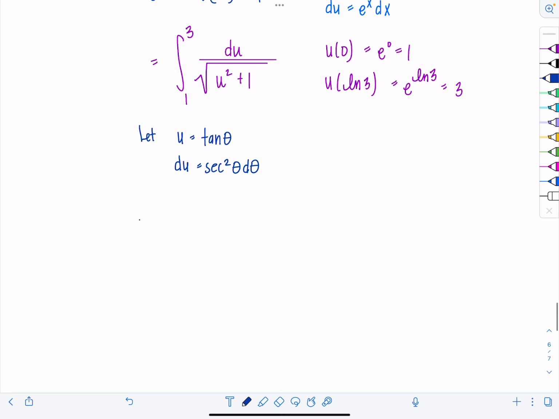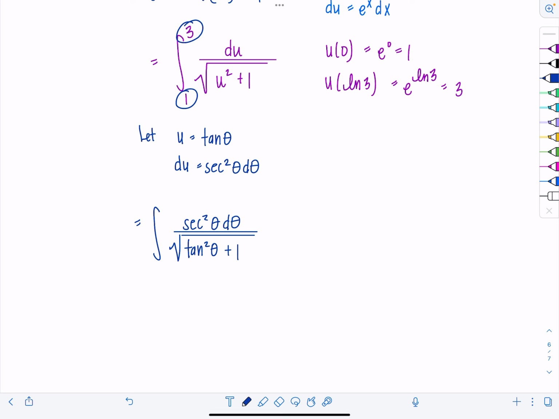Okay. Now let's rewrite everything. So in the numerator, instead of du, I'm going to write secant squared theta d theta. And then underneath the radical, I've got u squared plus 1, which is tan squared theta plus 1. Again, switch your little limits. Pronto, people, pronto. So these limits are for u.